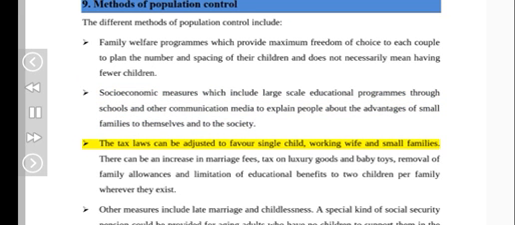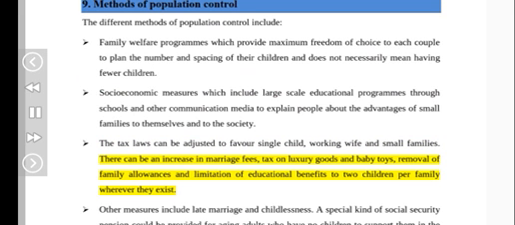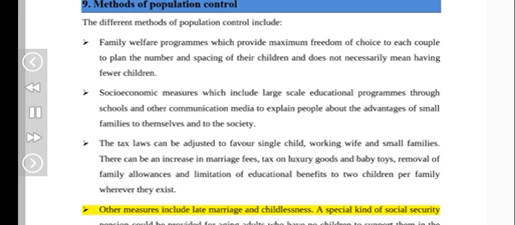The tax laws can be adjusted to favor single child, working wife and small families. There can be an increase in marriage fees, tax on luxury goods and baby toys, removal of family allowances and limitation of educational benefits to 2 children per family wherever they exist. Other measures include late marriage and childlessness.